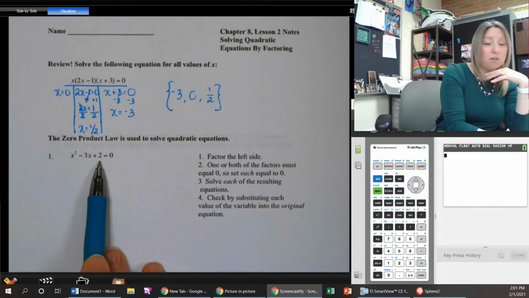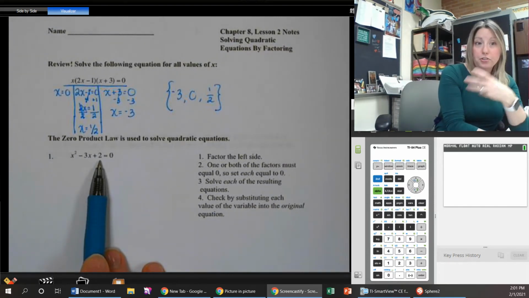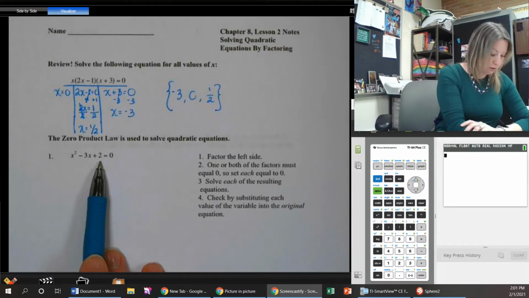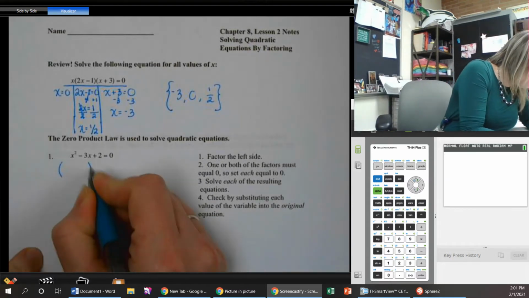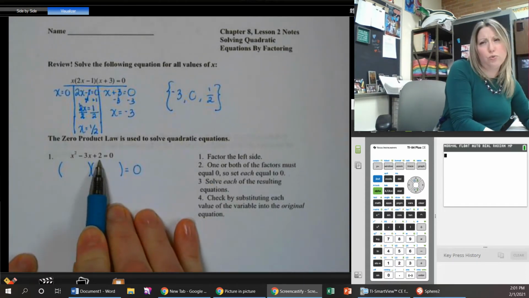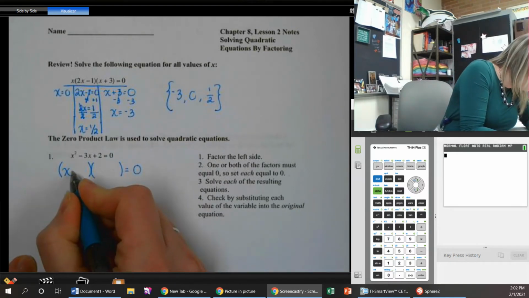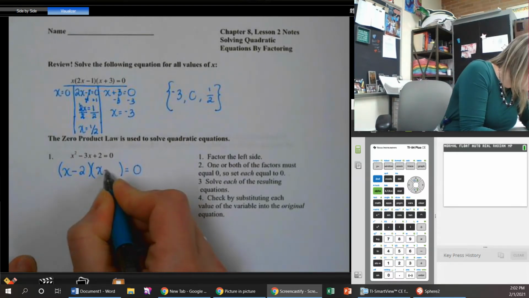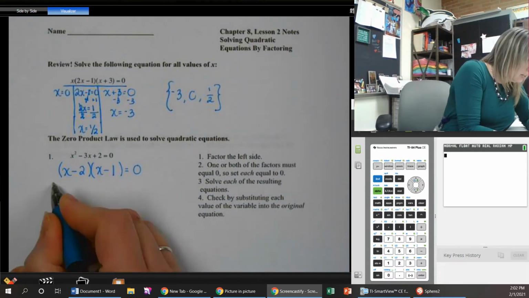Then we look at our polynomial and we determine what type of factoring occurs. In this case, this is a trinomial that can factor to become two binomials. And let's see, what are the factors of 2 that will add to give me 3? So x minus 2 and x minus 1. I factor that. Then I do my t-chart.